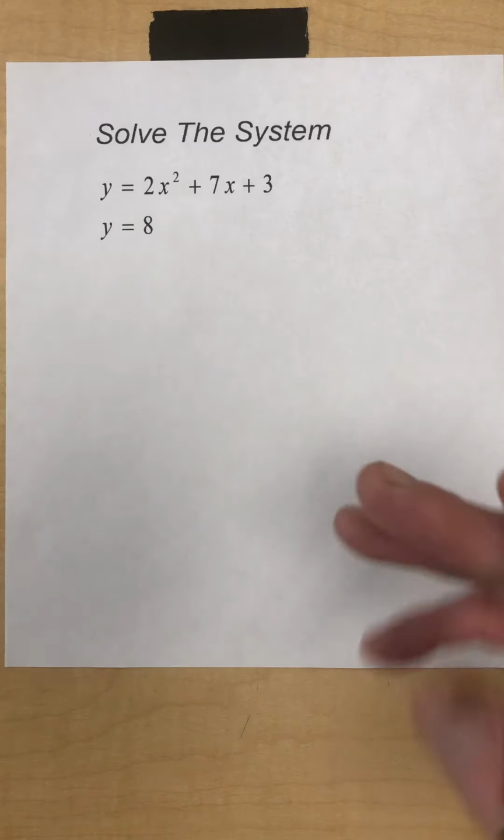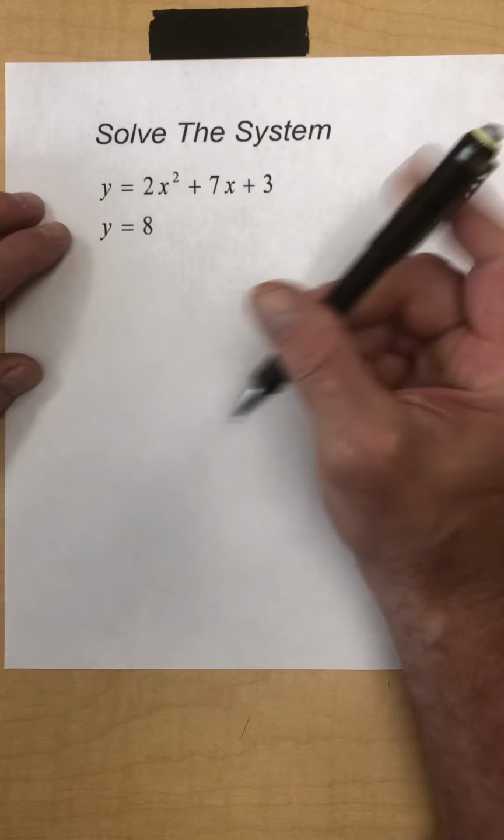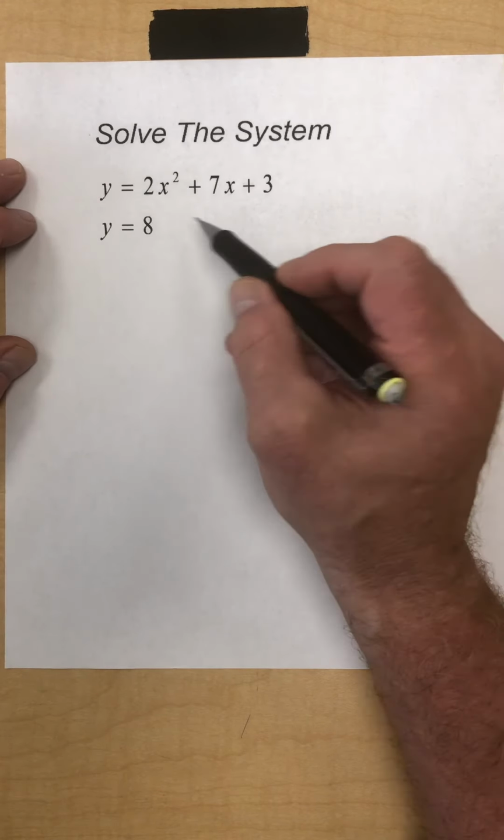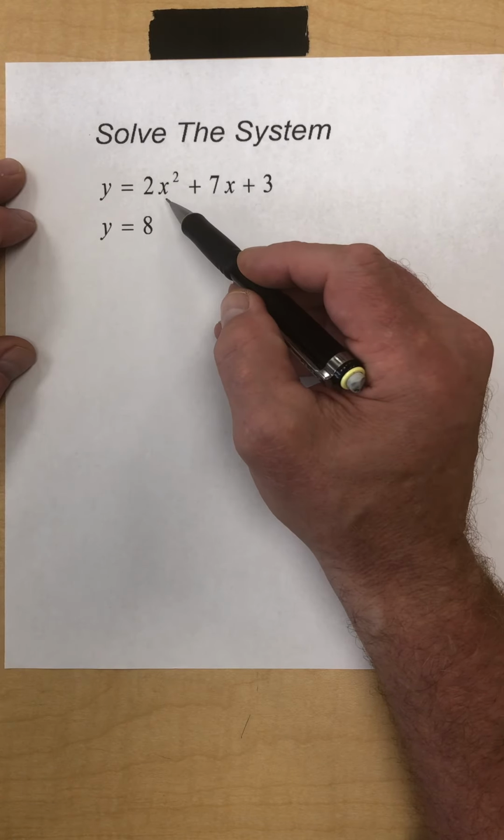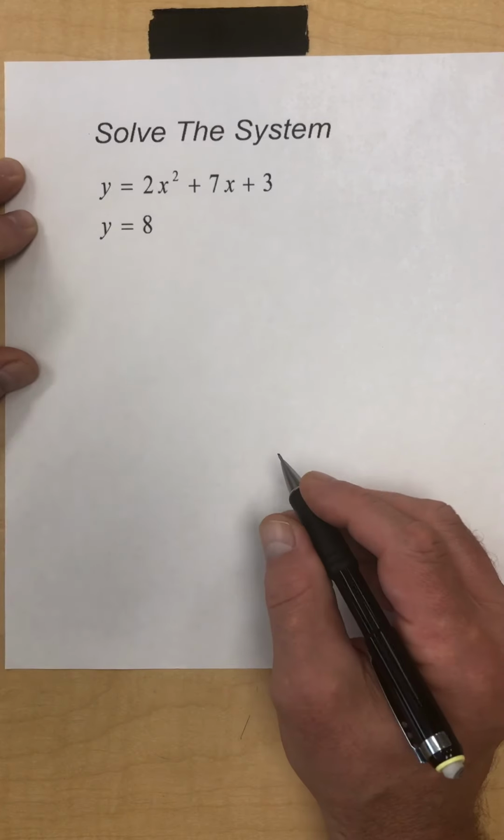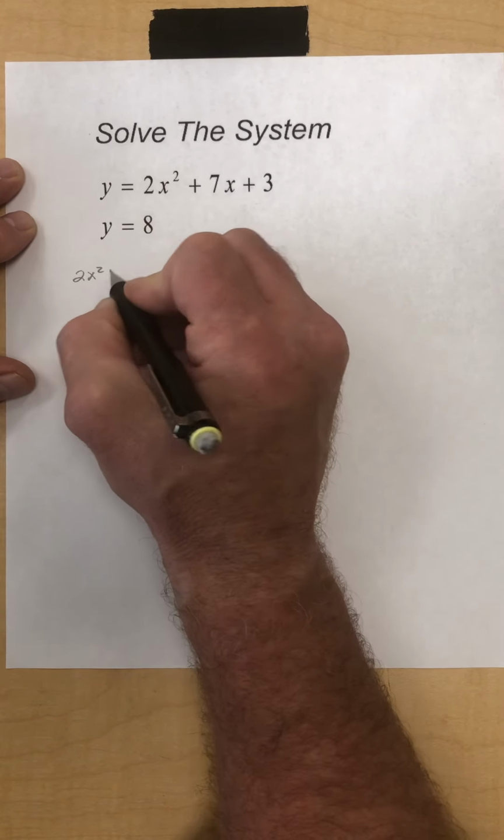Okay, so you have a quadratic that opens up, and you have a horizontal line, y = 8. Obviously they're both set up, so if both of these guys on the right are equal to y, then they have to equal each other. So they kind of set us up to make it a little bit easier on us.